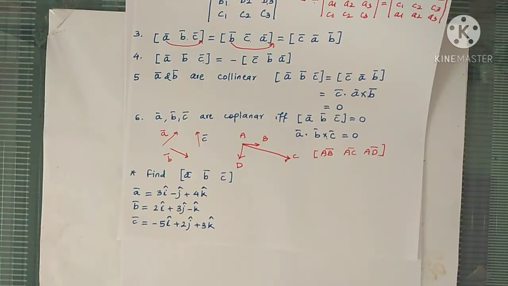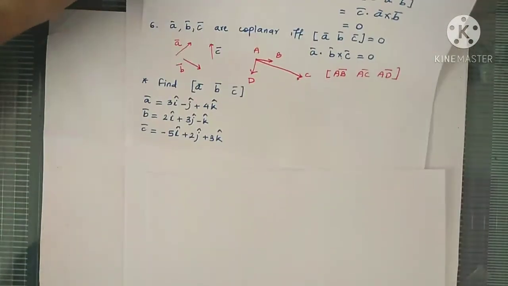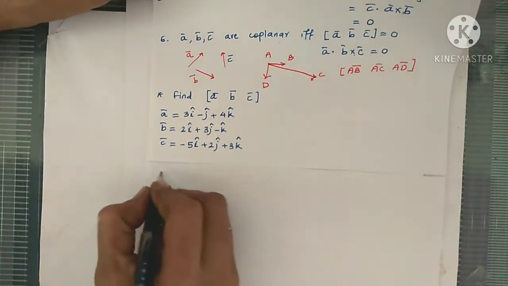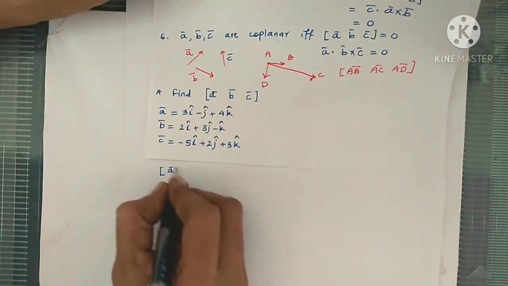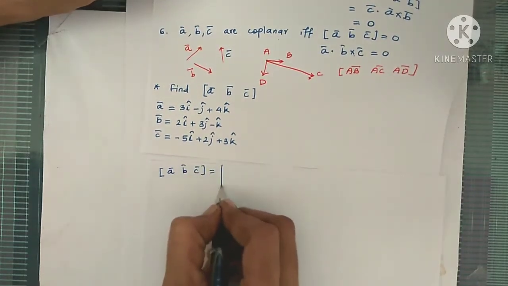Now let's solve some questions based on the scalar triple product. So the first question is to find the scalar triple product of these three given vectors A bar, B bar and C bar. So the vectors are given. Now the scalar triple product is the determinant of the coefficients of i, j, k from these three vectors. So scalar triple product A bar, B bar, C bar equals the determinant.